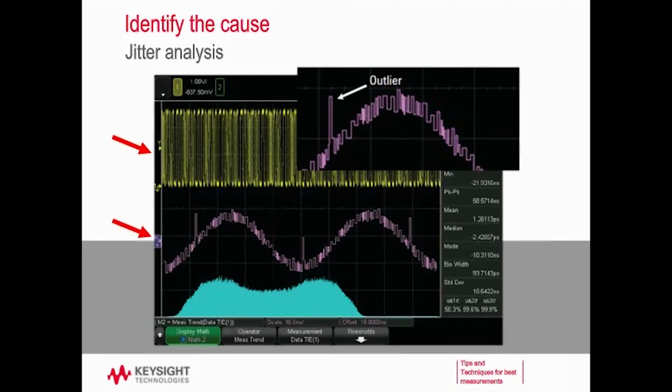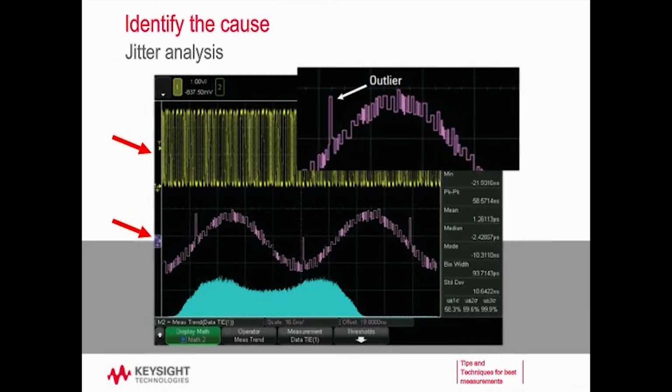So we have our signal, and what we're doing is we're making a time interval error measurement, and then we're plotting the trend of that measurement over time. So you can see as time goes on in my signal, I have this sinusoidal trend to my time interval error measurement. And that time interval error measurement is basically how far the signal's edge is away from where I want my ideal edge to be.